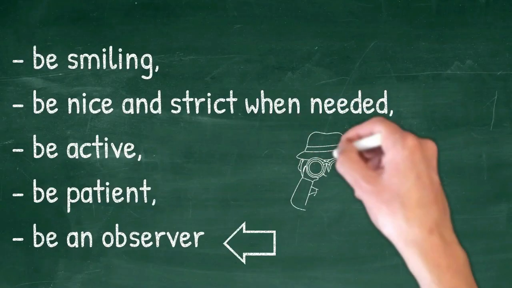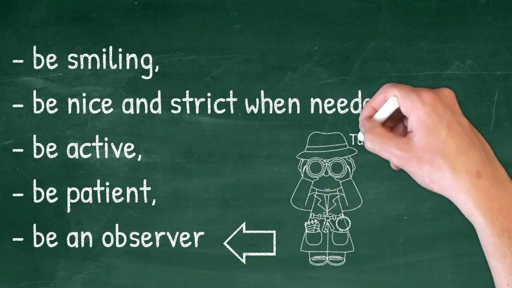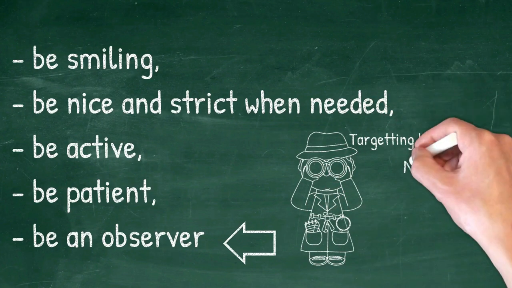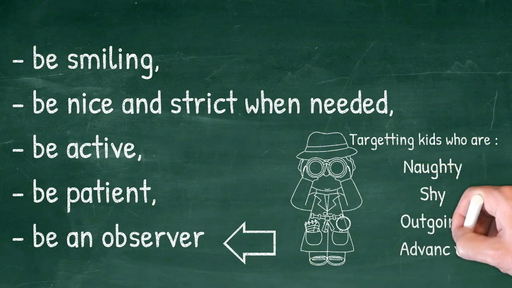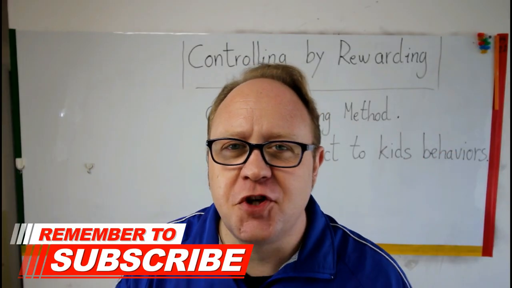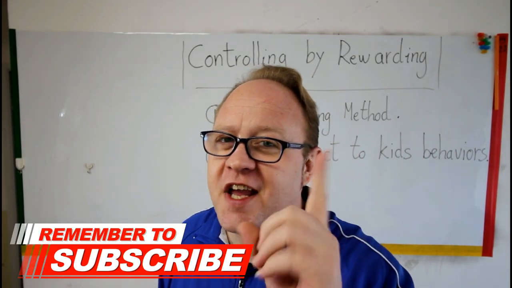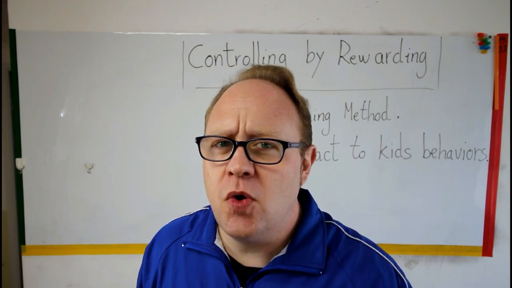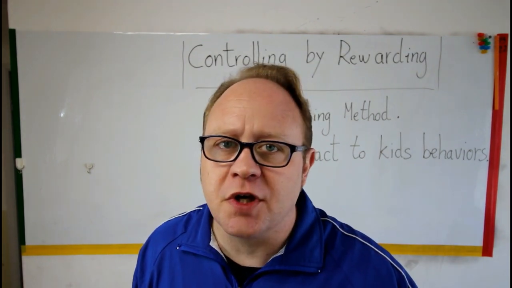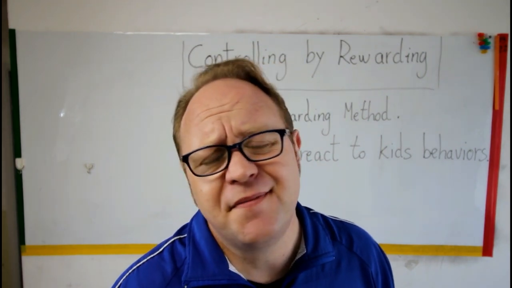Do you remember in part one about classroom management? I've mentioned how the teacher has to behave in the classroom. And a very important point was, be an observer. Controlling a class of students starts the very first day you have class with new students. Like this, they will know the limits that they shouldn't cross. But they will try to cross these limits because, you know, they're kids.